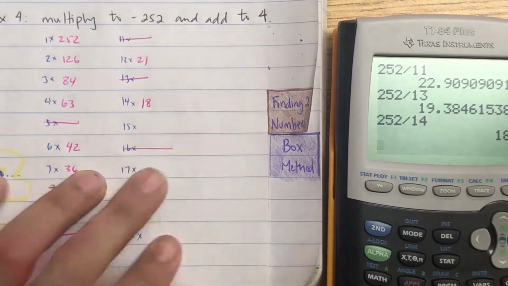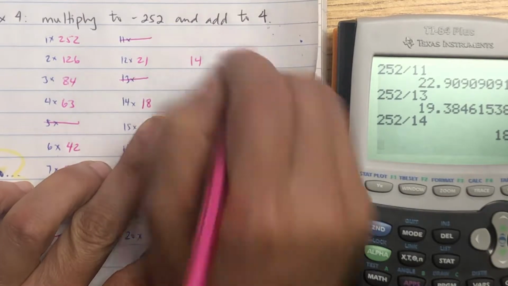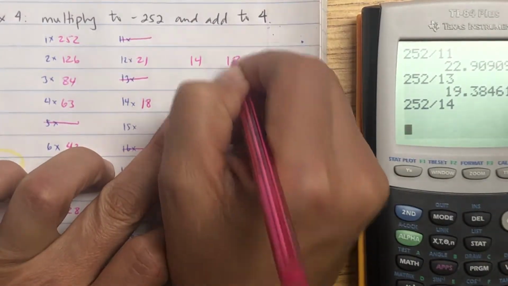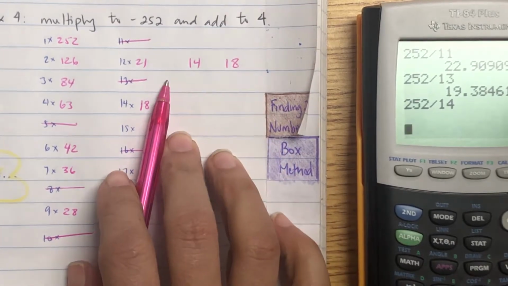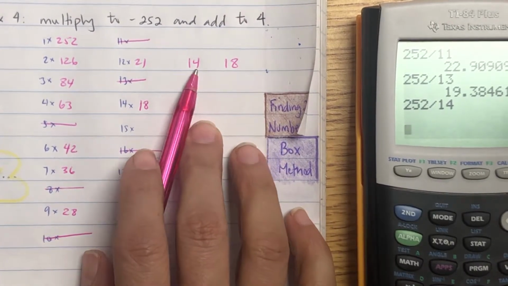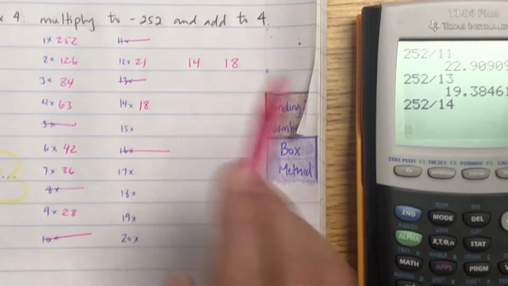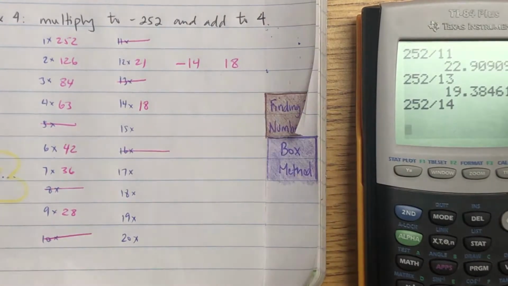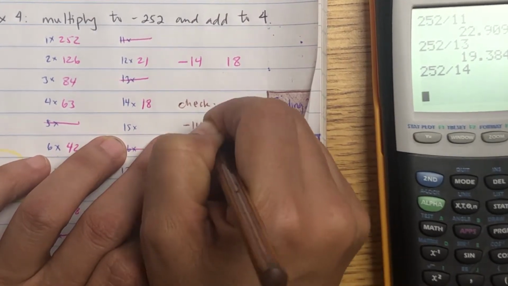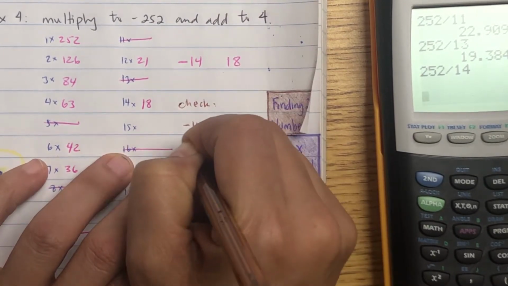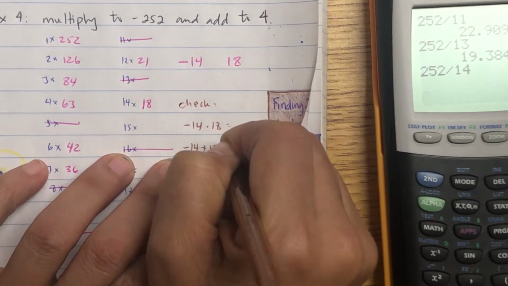So once you get your two numbers, write them down. 14 and 18. And then play with the signs. I need it to be positive 4. So I can't add them together. One needs to be negative, and I need the positive to win. So 18 needs to be positive and this negative. All right, then check it. So we're checking negative 14 times 18 and negative 14 plus 18.